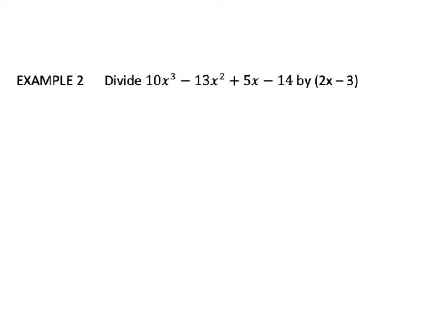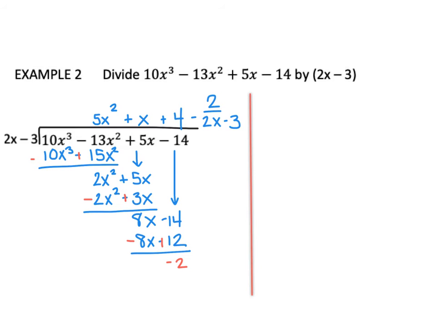So pause the video and crank out long division for this. So you can see what I got when I did long division, 5x squared plus x plus 4 with a remainder of negative 2, so written as minus 2 over the divisor of 2x minus 3. So I know I need to get the same answer when I do synthetic.